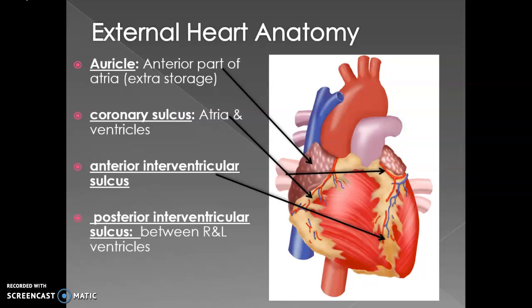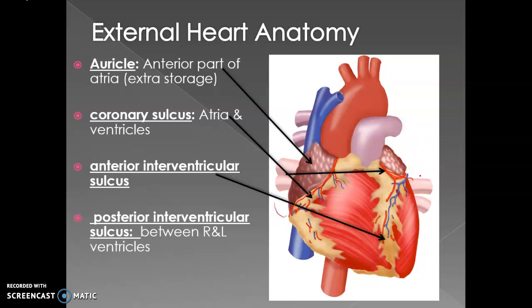Okay, so looking at the external surface of the heart, superiorly we see the auricles as shown by the black arrow. We have one auricle on each side, and the auricles actually cover the atria. They are flap-like structures that work as covering of the atria. Between the atria and the ventricles, we have the coronary sulcus. And the coronary sulcus kind of goes all the way around.